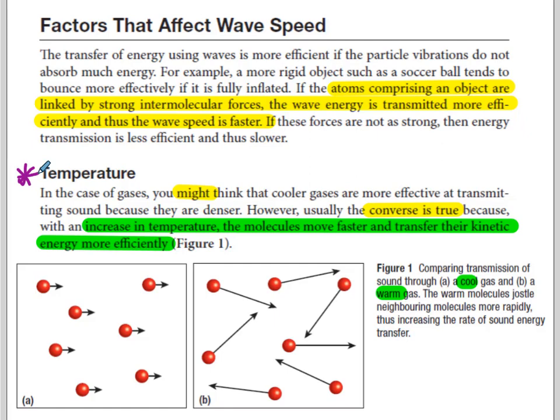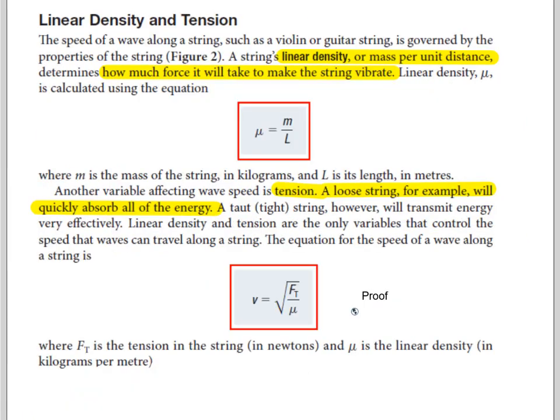So an increase in temperature, because the molecules of the gas are moving faster, they actually transfer their kinetic energy more efficiently. So make a little note of that. It's not a huge thing, but it's one of those ideas that's counterintuitive. You would think a denser gas would be faster or more efficient, but it's actually the opposite. Okay, so just make a little note of that, please.